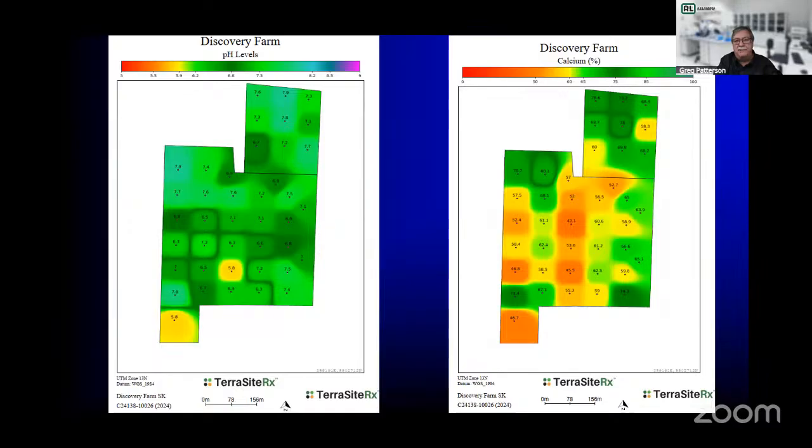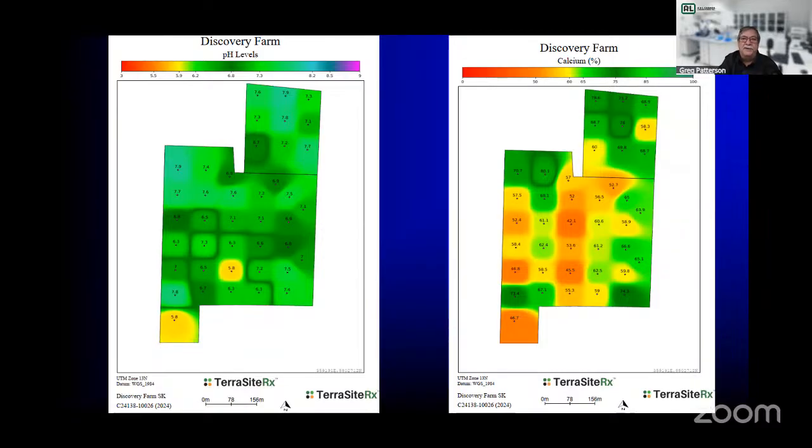And those TerraSite maps basically show you where the levels are. This happens to be from the Discovery Farm in Saskatchewan. We sampled it. And if you look at the pH of that farm, most people looking at that would say this farm does not need to be limed. However, when you compare that to available calcium, you can see a large portion of that field is calcium deficient and actually would benefit from an application of lime.